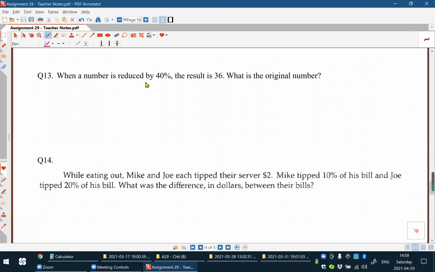One number is reduced by 40%. The result is 36. What is the original number? Okay. The unknown quantity here is the original number. So suppose we denote the original number using a letter. Suppose the original number is x. Okay, and we want to know the value of x.